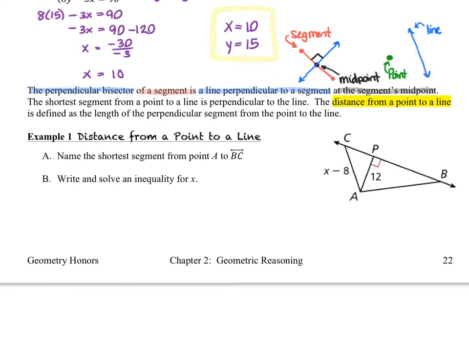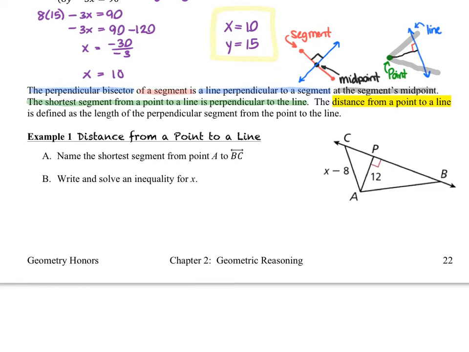The next sentence reads, the shortest segment from a point to a line is perpendicular to the line. And if you look over at the new point and line drawn on the right-hand side, you can see that while we can travel many different paths to go from a point to a line, there's actually only one shortest path, and that is the one that is perpendicular to the line. So once again, when we read it, the shortest segment from a point to a line is perpendicular to the line.